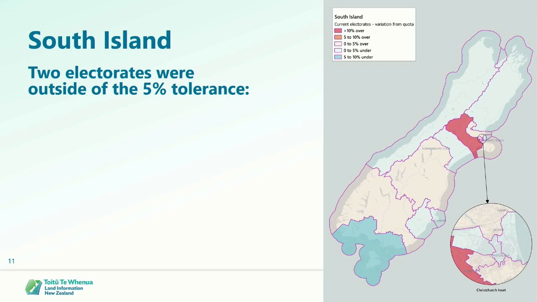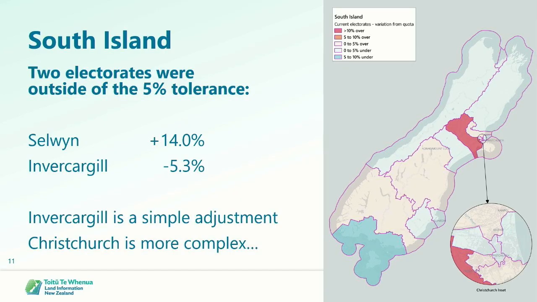South Island only had 2 electorates that were out of tolerance. Invercargill in the south was a little change in here, and then Selwyn was one of the biggest growing areas in the country. There's been massive development there, and that required a more complicated change, and with the demo gods smiling on me, I'll try and show you how we did that at the end of this presentation.